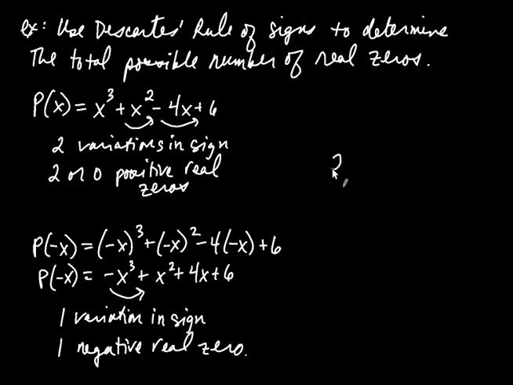Okay, so put it all together, and what are our choices? We can have 2 positive real zeros plus the 1 negative real zero, so a total of 3 real zeros, 2 positive and 1 negative, or we can have 0 positive real zeros plus the 1 negative real zero to get 1 real zero. We don't know which it is, but Descartes' rule of signs says that you either have 3 real zeros or 1 real zero. And one of those is going to be negative, and either 2 positive or 0 positive zeros.